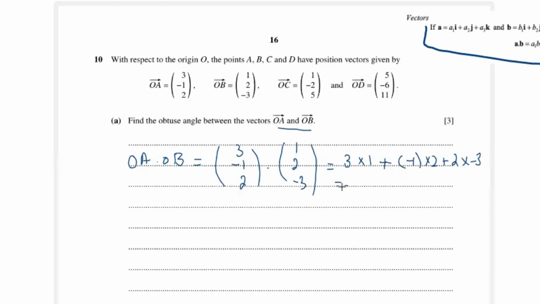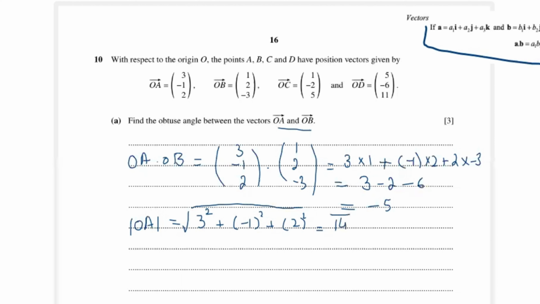Now that answer will be equal to 3 minus 2 minus 6, and that will be equal to minus 5. And next we have to find the OA magnitude. Now you see here, OA magnitude will be equal to the square root of x square plus y square plus z square. That will be equal to the square root of 3 square plus minus 1 square plus 2 square, and that value will be equal to 9 plus 1 plus 4. That's equal to 14, square root of 14.